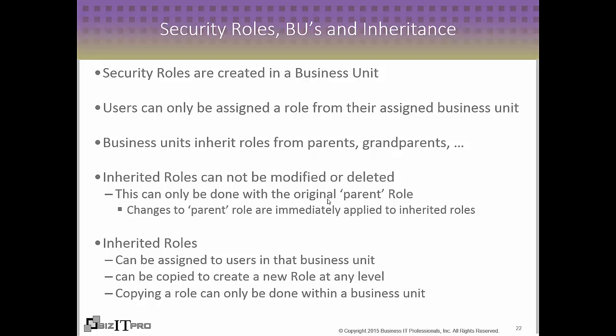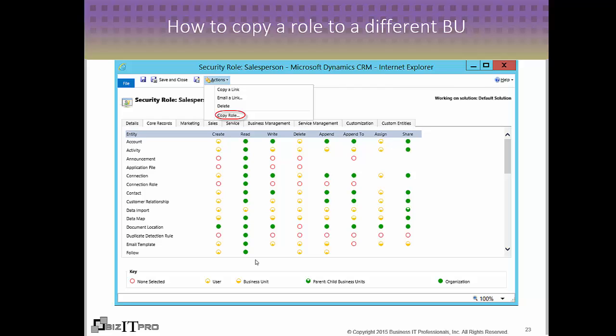The inherited roles can be assigned to users in that business unit. Basically what this means is you can create a role at a parent level, and since you cannot assign that parent role because it's not in the same business unit as the user who is in a child unit, you can assign the inherited role. And also you can make copies of inherited roles so that you can create a new role at any business unit level. But copying a role can only be done within a business unit. So this means you can take an inherited role and make a copy of that to create a new role within a business unit.